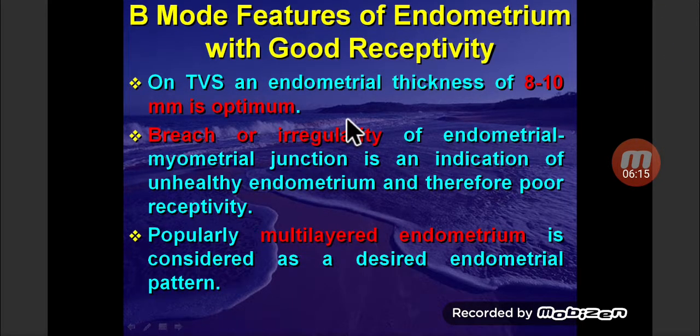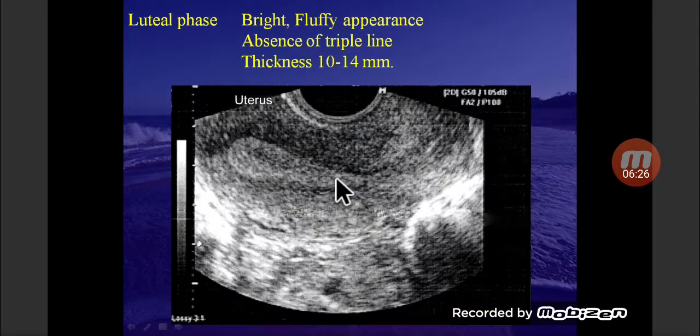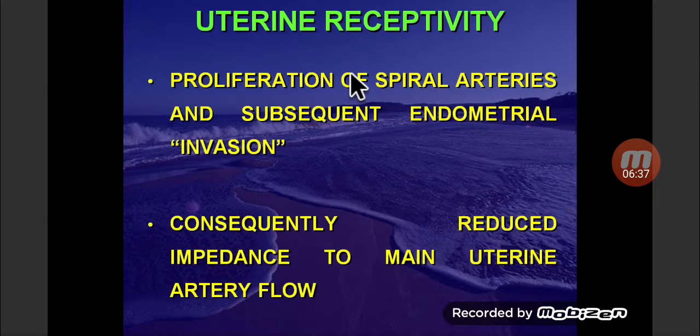Endometrial thickness of 8 to 10 millimeters is optimum. Breach or irregularity, you're not comfortable. Multilayered endometrium is desirable. After extrusion, you're going to be looking at an echogenic endometrium, 10 to 14 millimeters. How do you figure out endometrial and uterine receptivity? You're going to be looking at proliferation of spiral arteries, subsequent endometrial invasion. And there's going to be a reduced impedance in uterine artery flow.